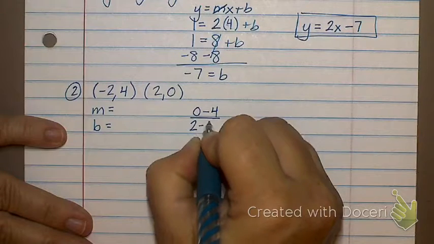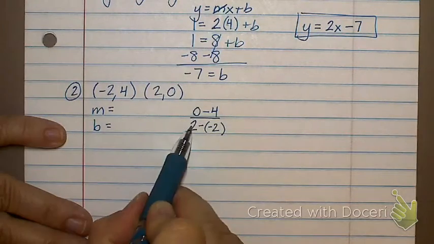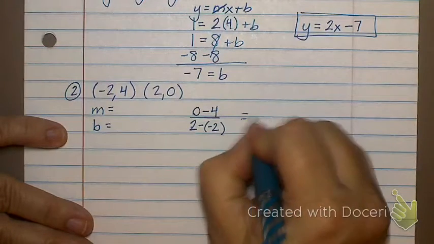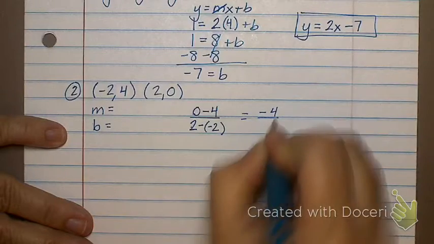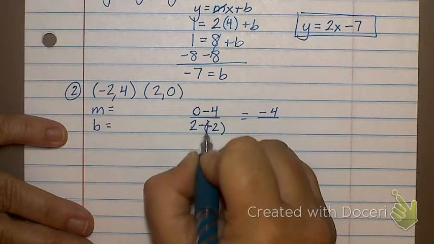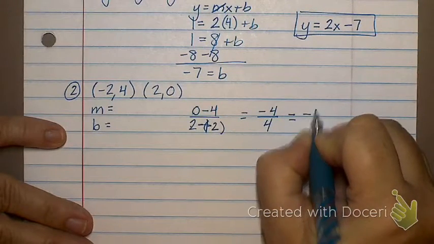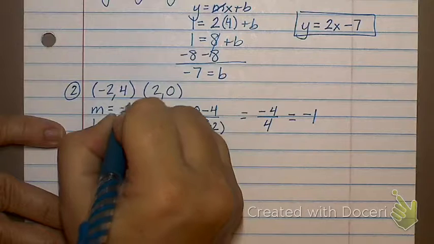2 minus negative 2. Remember, the first 2 values on top and bottom need to be from the same point. So 0 minus 4 is negative 4. What's 2 minus a negative 2? What happens to minus a negative? That becomes a plus. And what's negative 4 over 4? So my slope is negative 1.